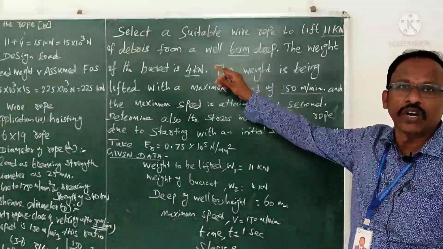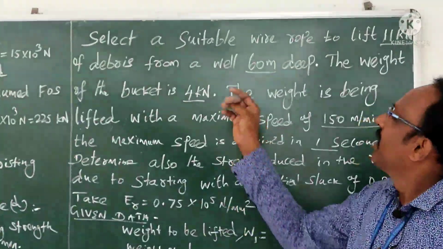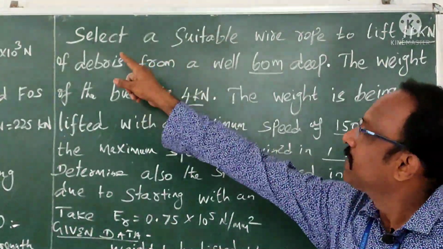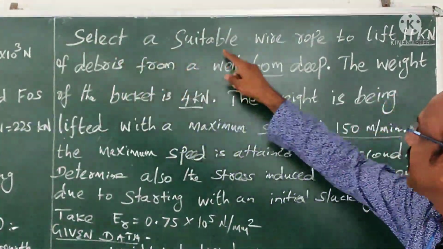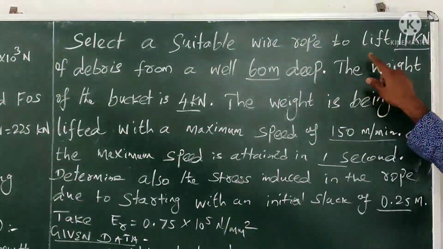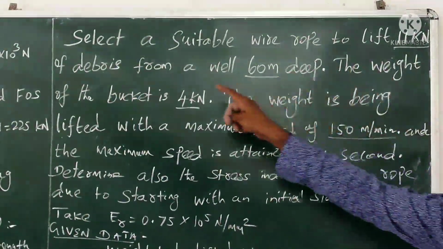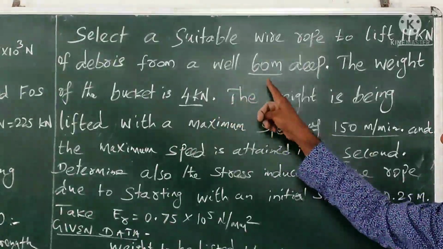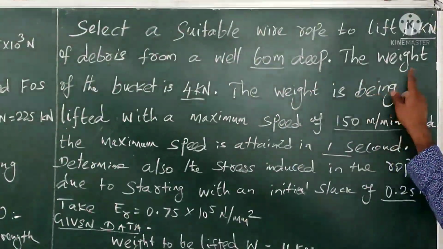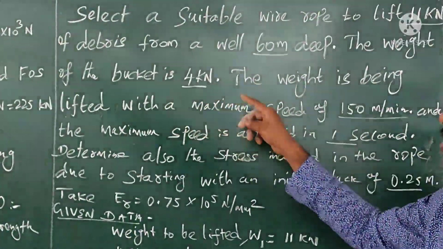Today we are going to solve one problem on wire rope. The problem is given as: select a suitable wire rope to lift 11 kilonewton of debris from a well 60 meter deep. The weight of the bucket is 4 kilonewton.